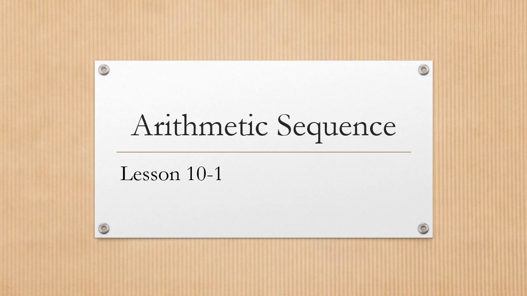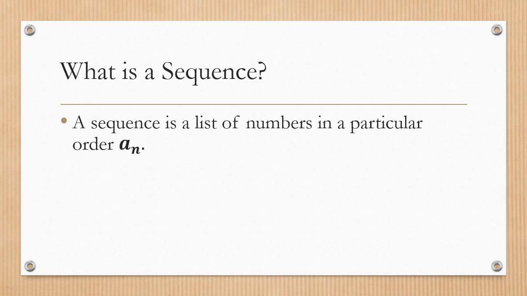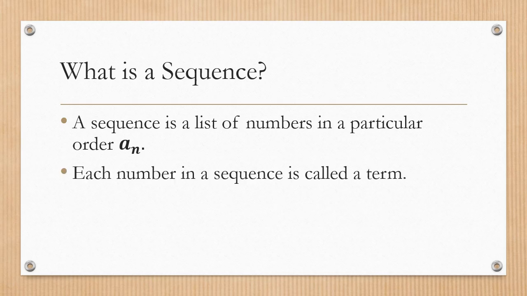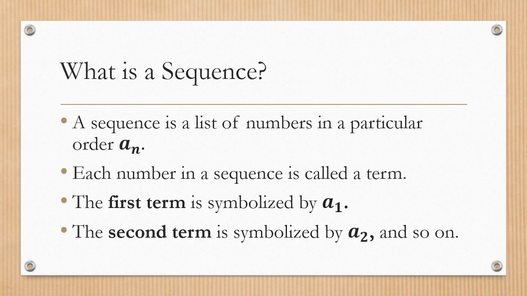Hi guys, in this video we're going to talk about arithmetic sequences. What is a sequence? A sequence is a list of numbers in a particular order, and we give the notation a_n for a sequence. Each number in a sequence is called a term. The first term is symbolized by a1, the second term is symbolized by a2, and so on.